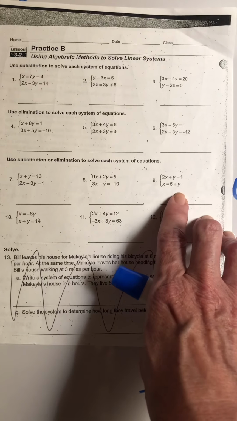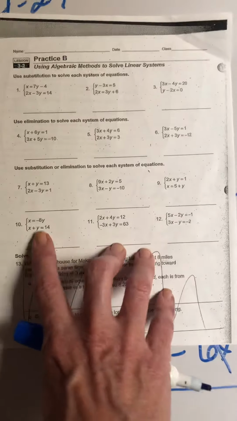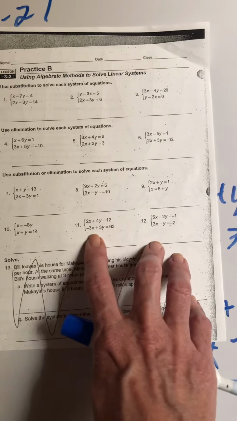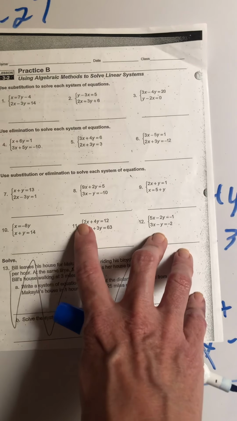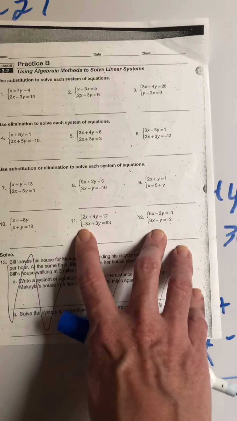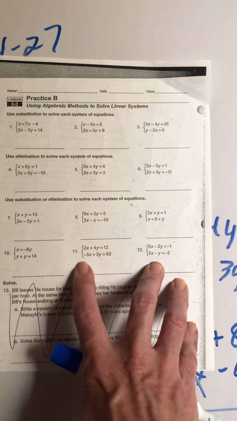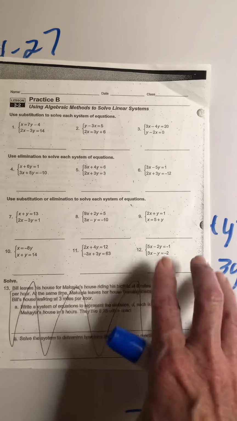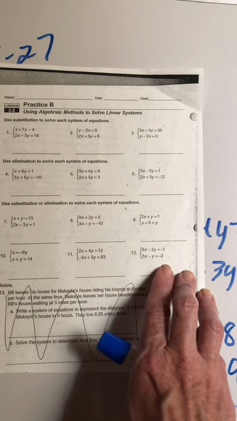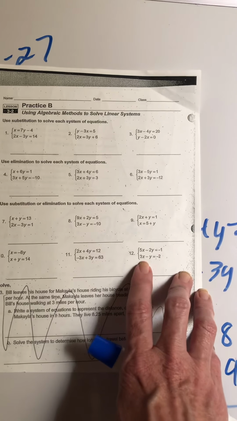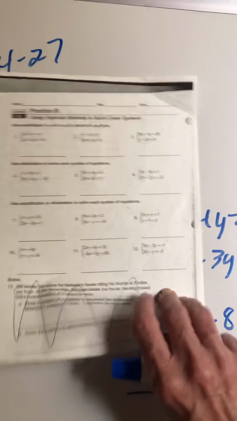This is set up for substitution. Plug in that 5 plus y where the x is right there. This is set up for substitution because x is by itself. Number 11, I'd use elimination, and I would multiply the top by a 3 and the bottom by a 2. Because then you'd have a positive 6x and a negative 6x right there that would cancel. And then on this one, I'd multiply this bottom one by a negative 2. That would change the signs and get your y's to cancel. Okay, so there's the options on that.